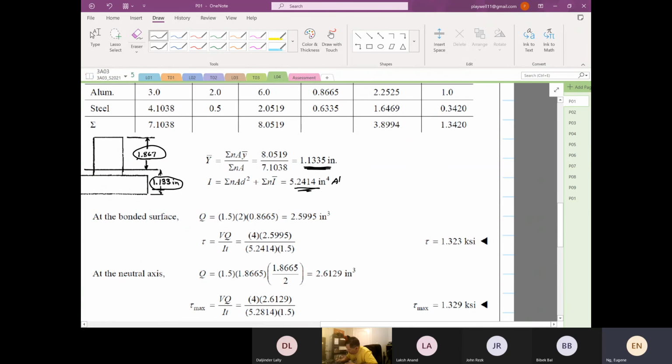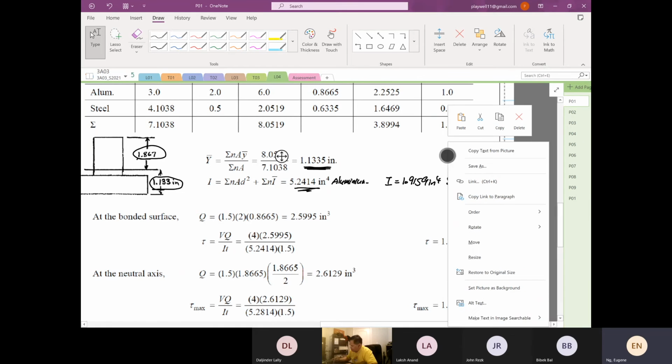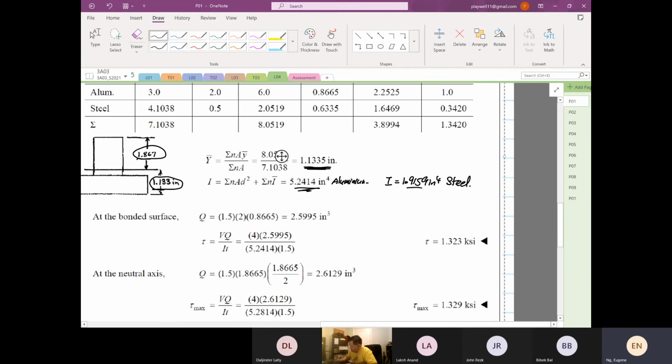So this is for aluminum, right? So for I, for ours is equal to 1.9159 inches to the power 4 for steel, right? So how can we compare these two numbers now?